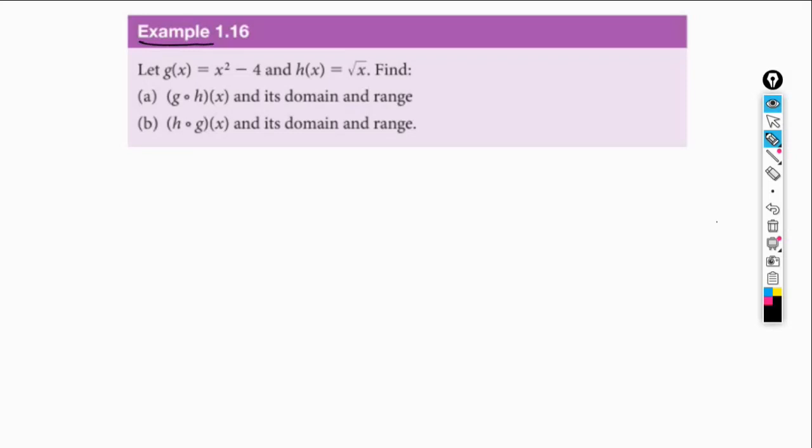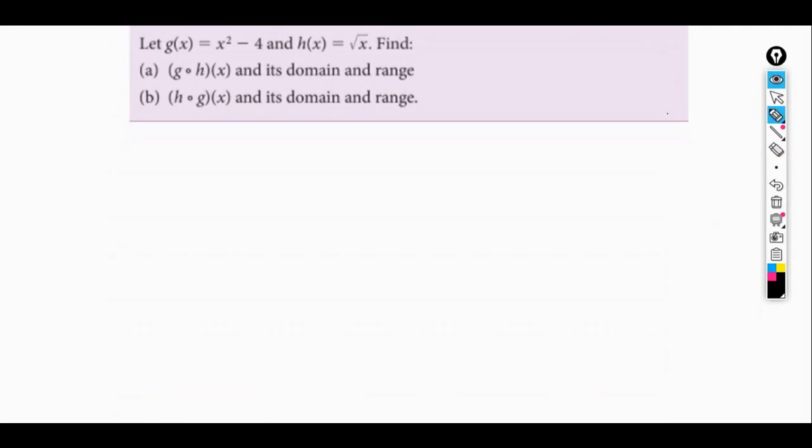So now we have example 1.16, which will be the last one in this video. It says, let g of x equal x squared minus 4, and h of x equal square root of x. Find a, g of h of x and its domain and range. So let's start with g of h of x. This would be, again, plugging h inside g of x, and that's going to be square root of x squared minus 4. And this will equal x minus 4.